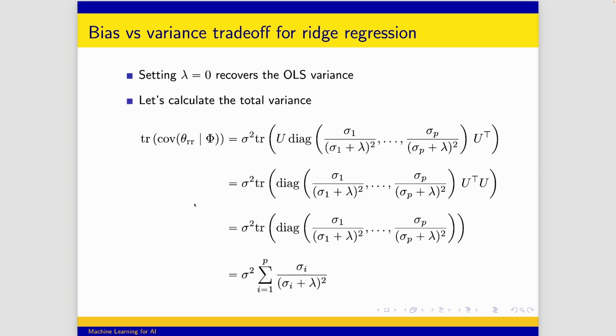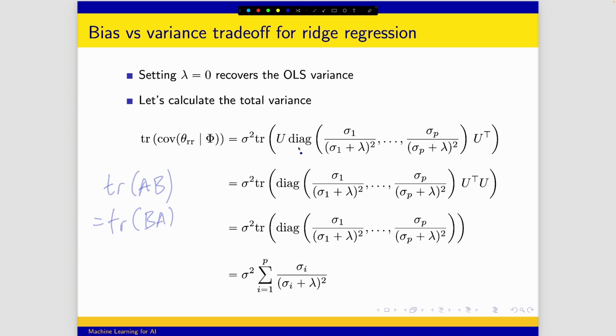Now let's calculate the total variance, and that's going to be the trace of the covariance matrix. So the sigma squared we can take outside the trace. So we get sigma squared times the trace of this matrix, right? Now, the trace of a matrix, we're going to use the following fact. The trace of two matrices multiplied together, A times B, is equal to the trace of B times A. Right?